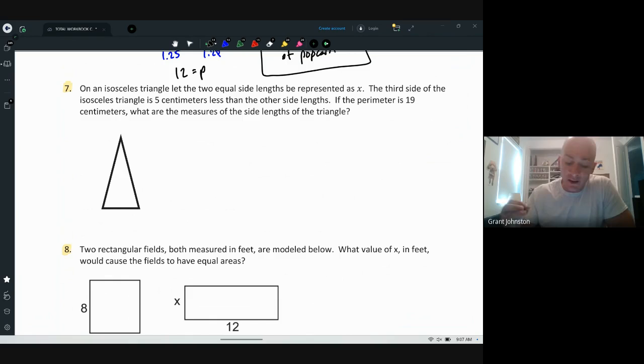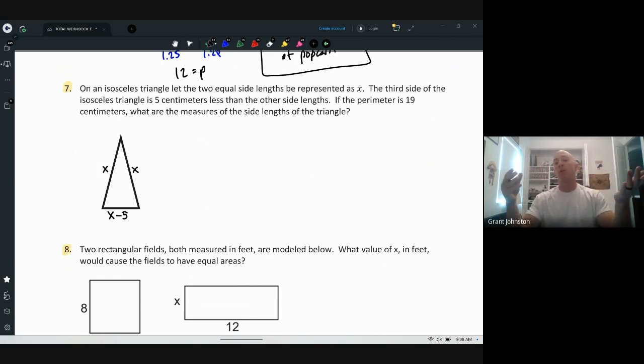Okay, so it says let the 2 equal side lengths be represented as x. So I'm going to label this triangle. I'm going to say this is x and this is x, because those are the 2 equal side lengths. And it says the third side is 5 centimeters less than the other side lengths. So this third side would be x minus 5 because it's 5 centimeters less. And it says if the perimeter is 19 centimeters, what are the measures of the side lengths? So the perimeter is 19 centimeters.